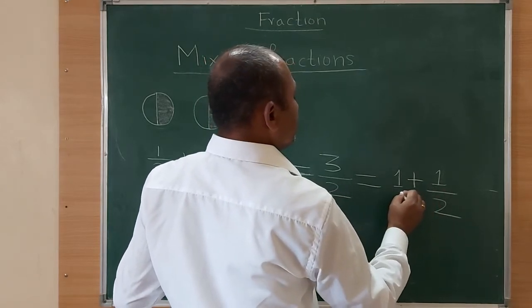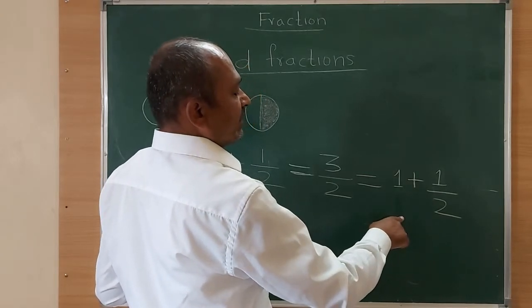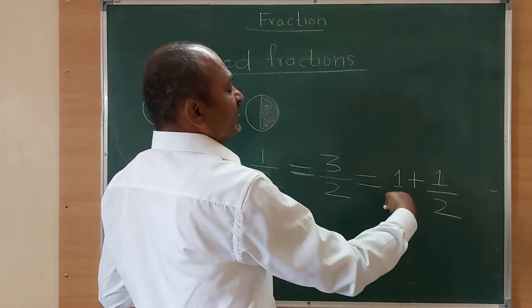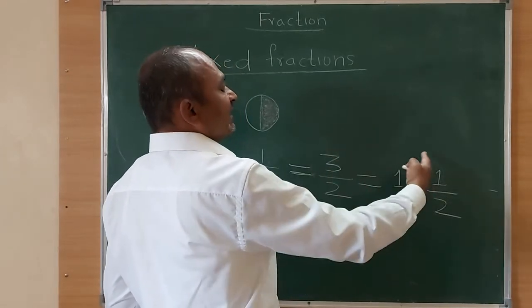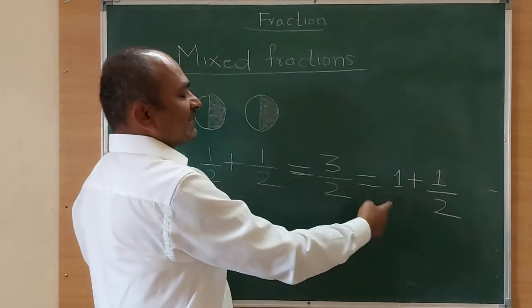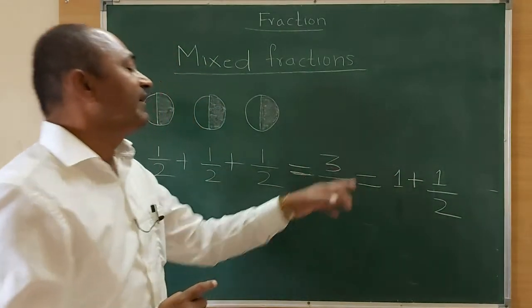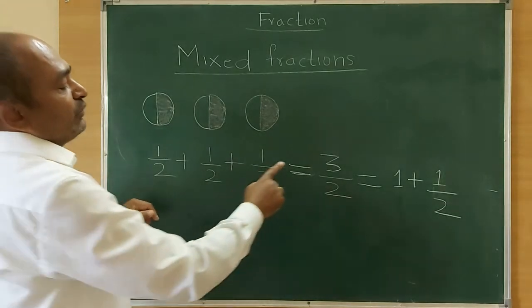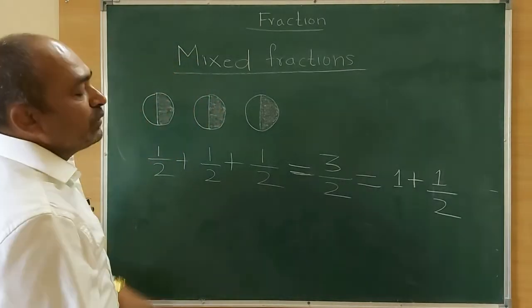Here, when there is no denominator, we know that the denominator is 1. Now to add these two fractions, we have to convert them into like fractions, and if you convert them into like fractions, again you will get the same answer, that is 3 upon 2. Okay, so I will not go into that now. So 3 upon 2 can also be written as 1 plus 1 upon 2.